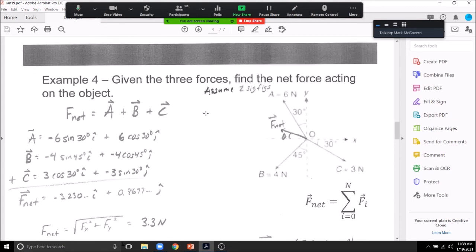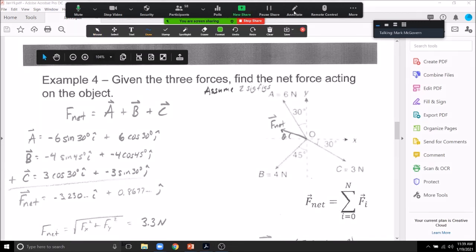All right, where's my notes? Okay. So I have my coordinate system placed here. I'll draw this a little bit better so you can see, it's a little dark. Let's try that again.